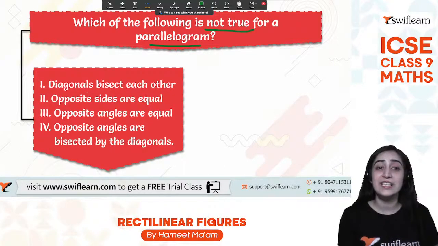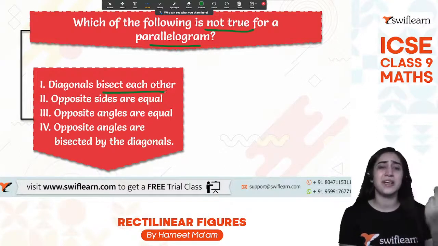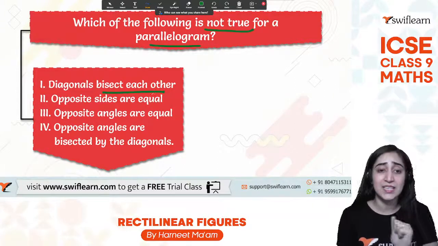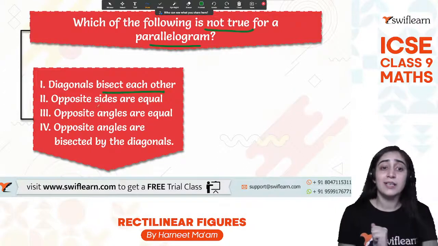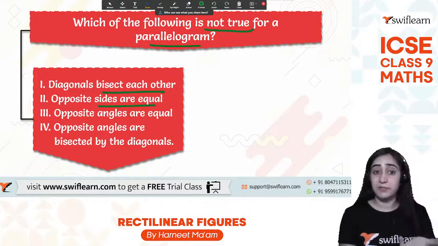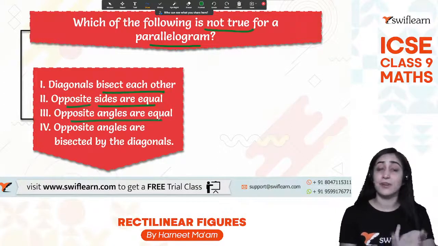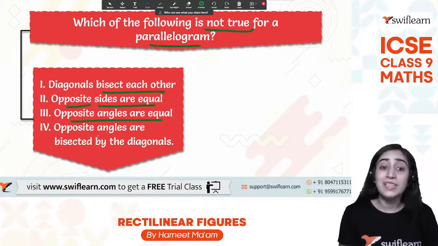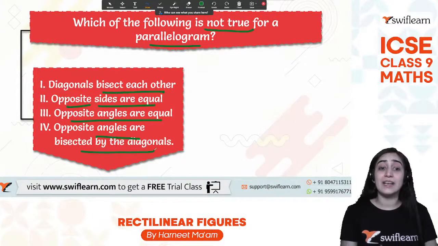It says the diagonals bisect each other. Parallelogram ke diagonals bisect karte hain. Yes, it's true. It bisects each other. The other one is opposite sides are equal. Yes, the opposite sides are equal. Surely, the opposite angles are also equal. That's true.